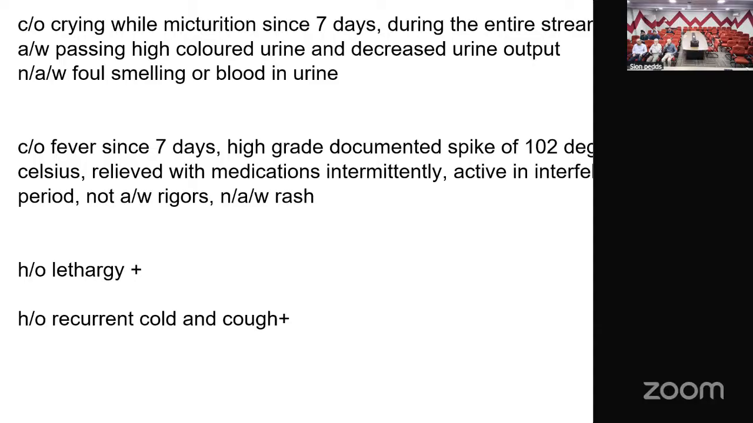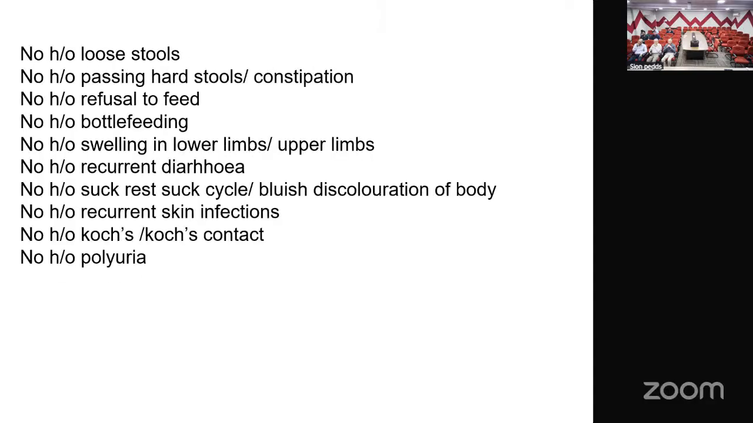There is history of fever for 7 days, which is high grade, with a documented spike of 102 degrees Fahrenheit, relieved with medications intermittently, and active in the interfebrile period. Not associated with any rigors or rash. There is history of lethargy and history of recurrent cold and cough. There is no history of loose stools, hard stools or constipation, refusal to feed, bottle feeding, swelling in lower and upper limbs, recurrent diarrhea, bluish discoloration of body, recurrent skin infection, TB contact, or polyuria.